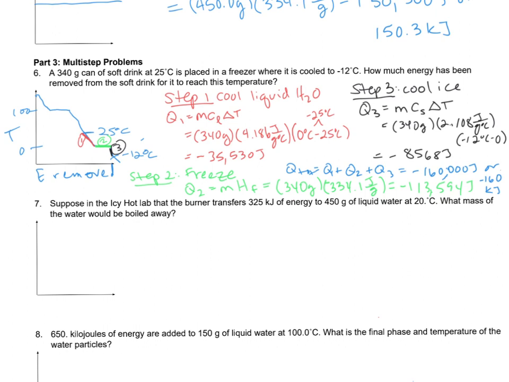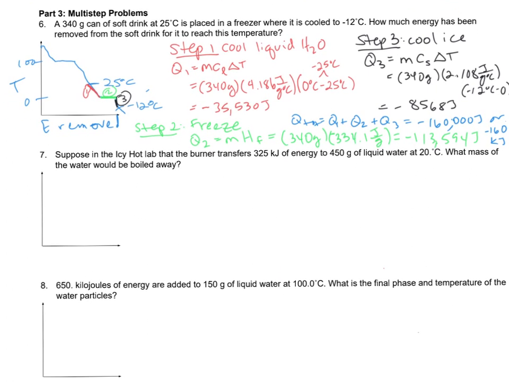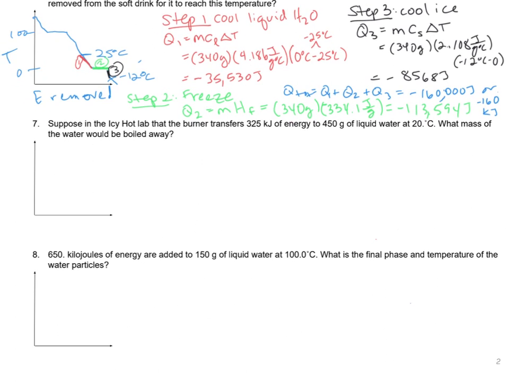So on that problem, we were looking for total energy, but some problems, rather than asking for total energy, will give us the total energy, and then we have to solve for something else. So that's the case in our second problem here. In the second problem, we are given the total energy. It says, suppose in the icy hot lab that the burner transfers 325 kilojoules of energy to 455 grams of liquid water at 20 degrees Celsius. What mass of the water would be boiled away?